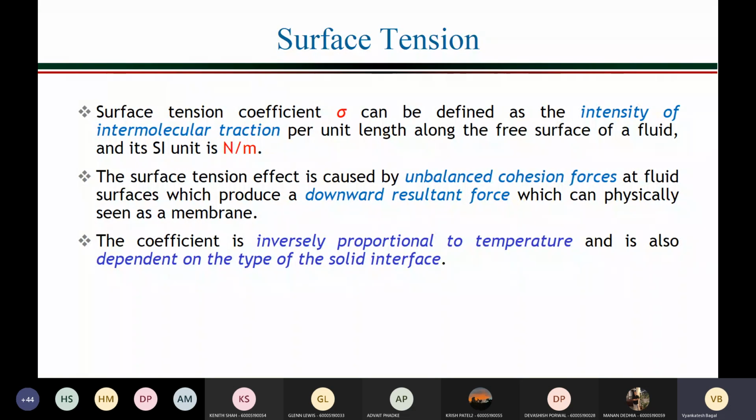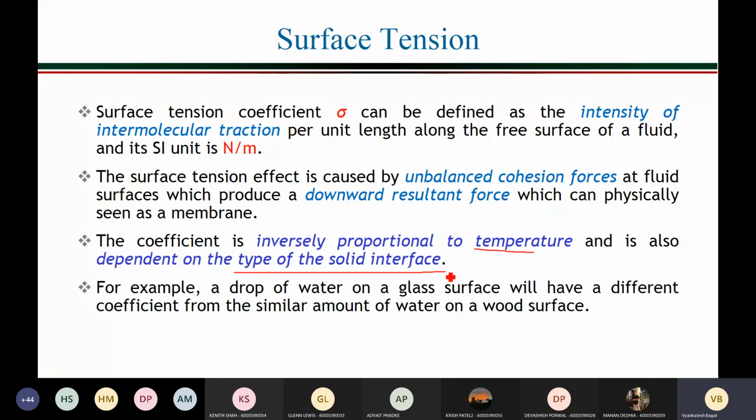Okay. Now, what are the parameters on which the surface tension or surface tensile force depends? It basically depends on the temperature, and it also depends on the type of the solid interface. Means whether your liquid is in contact with glass, or with any other material like wood, or any other metal, right? So it depends on the characteristic of your material as well. Fine, and of course the temperature of the fluid.